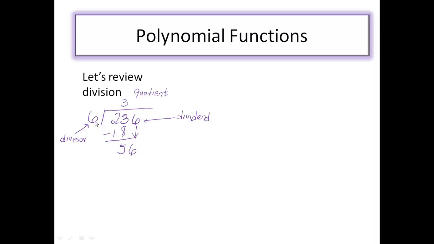And we start all over again. We ask ourselves, what do I multiply 6 by to get 56, or close to 56, but less than 56, and that number would be 9. And then we multiply 9 times 6, you get 54, and we subtract. This number is less than 6. I have no other numbers to bring down, so we call this 2 a remainder.